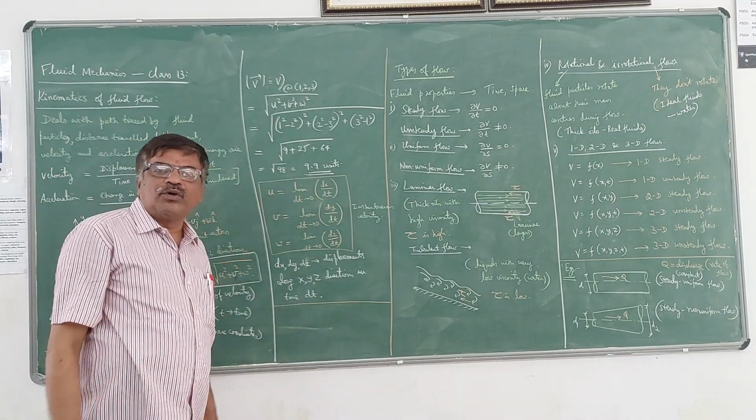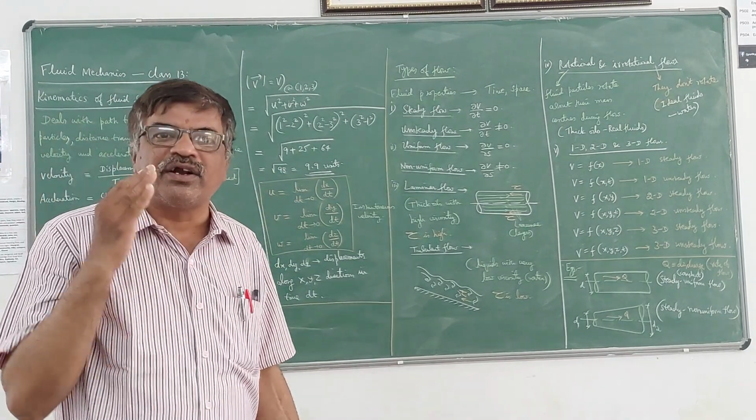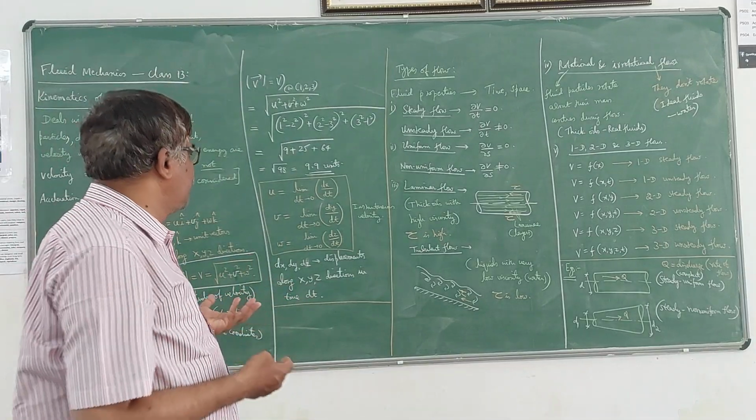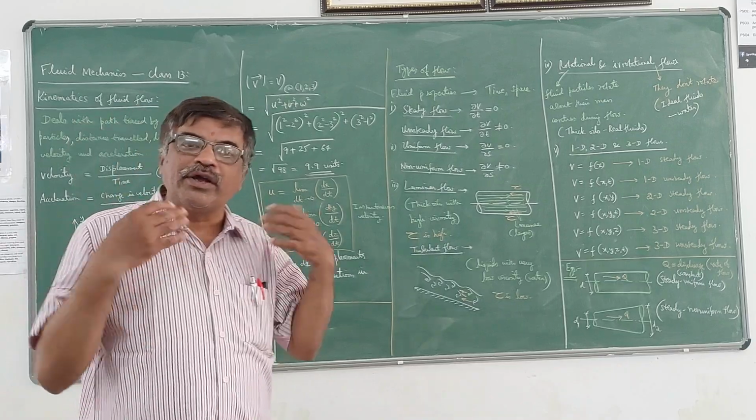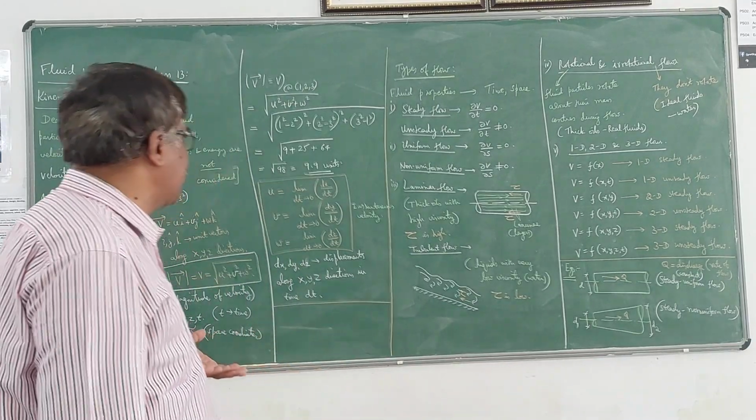So this is how you can find out the magnitude of the resultant velocity, the total or net velocity, at a particular point in a fluid flow by knowing the components of velocity at that point.